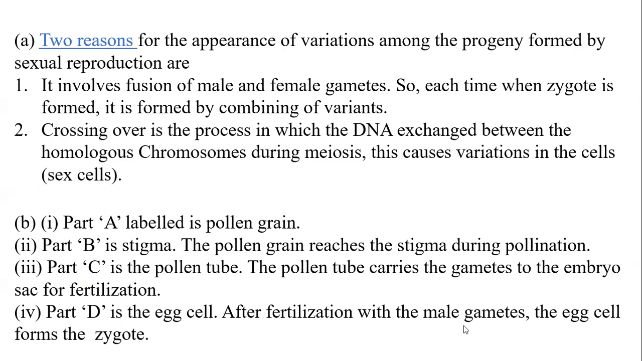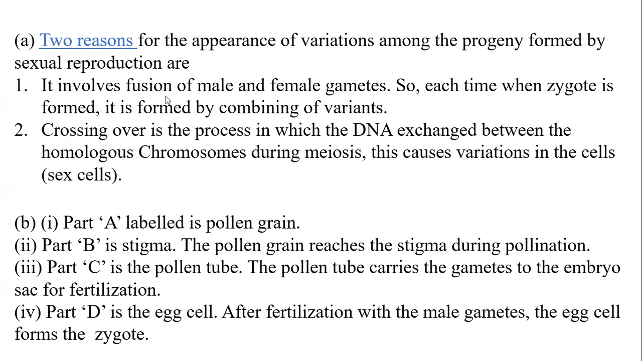After fertilization with the male gametes, from where are the male gametes coming? From the pollen grain through the pollen tube, it is reaching the fertilization center. There, the egg cell is there. With the egg cell, the male gamete will get fused to form the zygote.